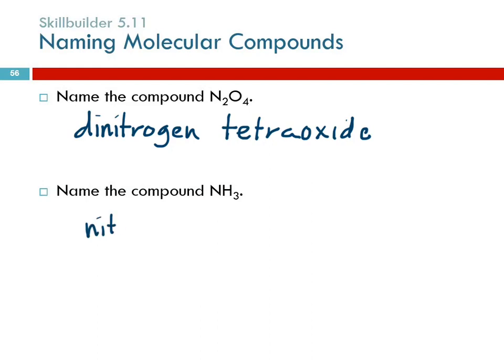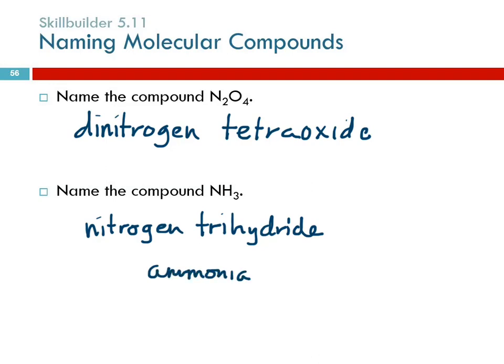Ooh, this one's tricky. So I heard someone say nitrogen trihydride. That's what the pattern is, right? And that is the systematic name for that compound. Ammonia. This one almost always goes by its common name. It's like a stage name almost. It's so popular, it's got a stage name. Nobody calls it by its real name.